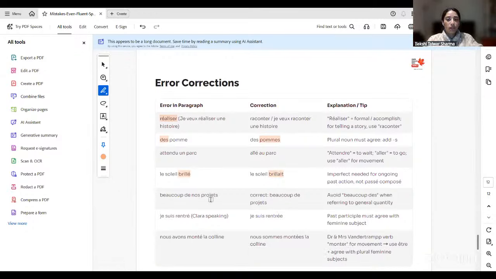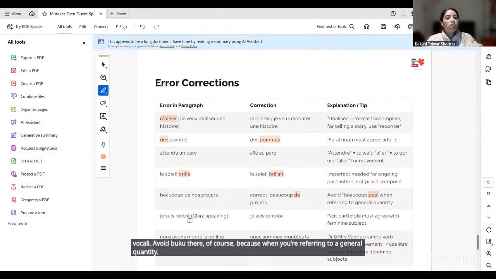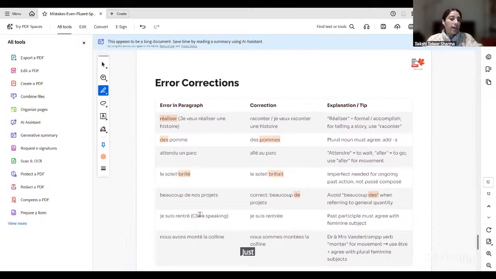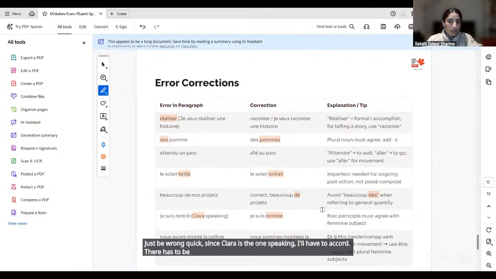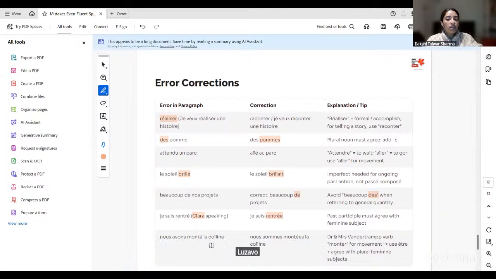Beaucoup de nos projets. Beaucoup de projets. Avoid beaucoup de, of course, because you're referring to a general quantity. Je suis rentré. Since Clara is the one speaking, I'll have to accord. There has to be another E in the end. Past participle in case of être has to be accorded. Nous avons monté la colline. Nous sommes montés.